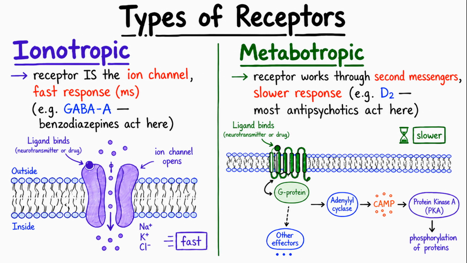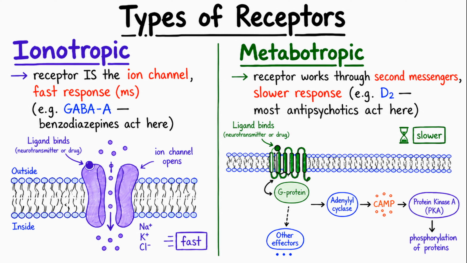We've talked about how drugs affect receptors. Now let's look at the different types of receptors themselves. And the first big split you need to know is ionotropic versus metabotropic. Ionotropic receptors are the simplest to picture. The receptor itself is the ion channel, so when the drug binds, it directly opens that channel and ions flow straight through. Because there's no middleman, this is fast. We're talking milliseconds. The GABA receptor is the one to know here, and it's exactly where benzodiazepines do their work.